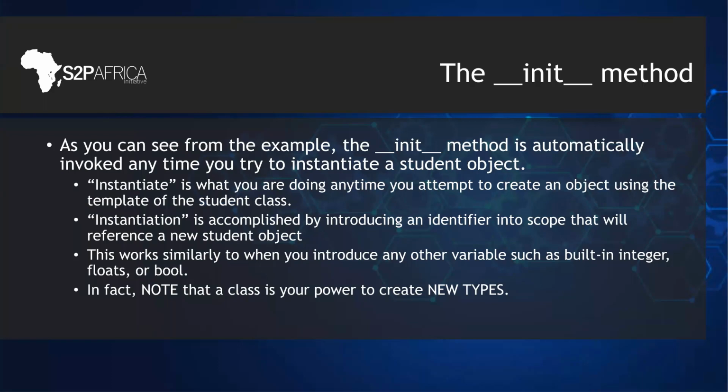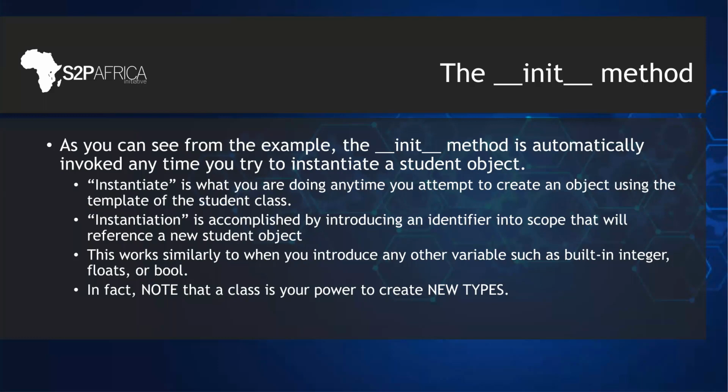And that is one method. It has to bear that name. And it is the method that will always be in the class, because it is through that method that your particular specific objects are instantiated. When we say instantiate, we mean that if you have a student class, it is the one that creates the particular specific students. Instantiate is what you are doing anytime you attempt to create an object using the template of the student class.